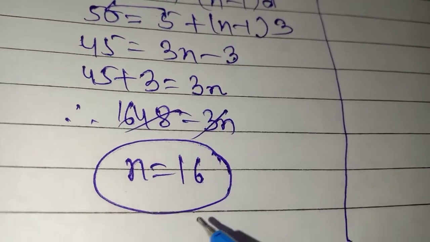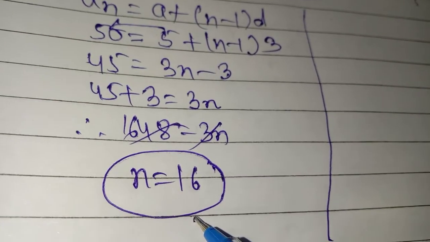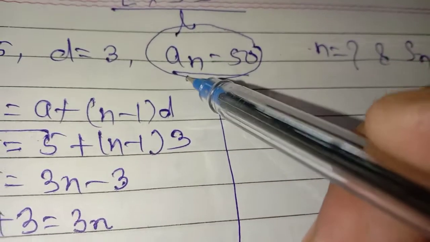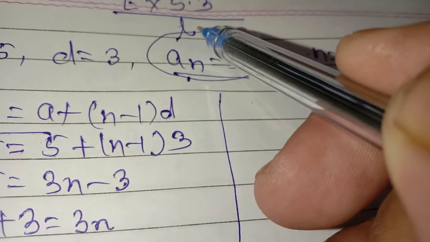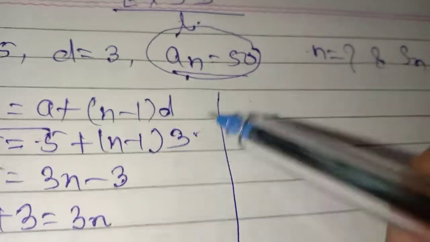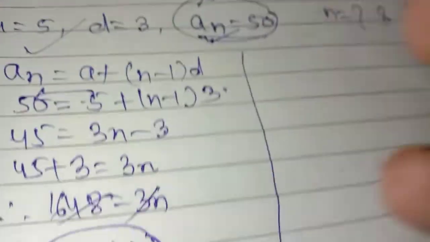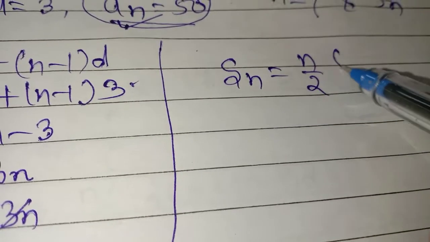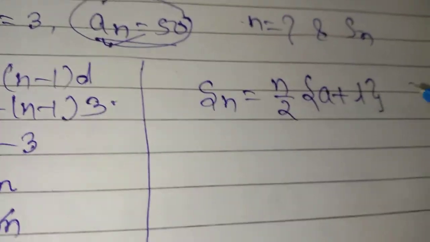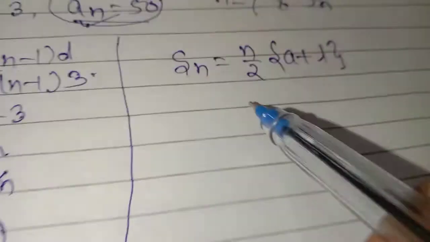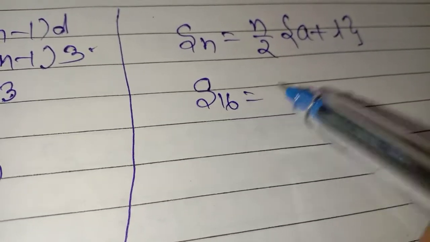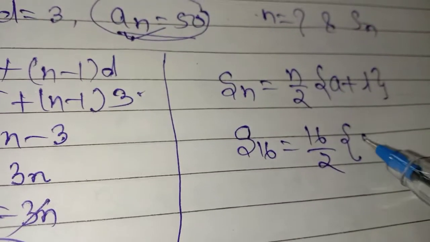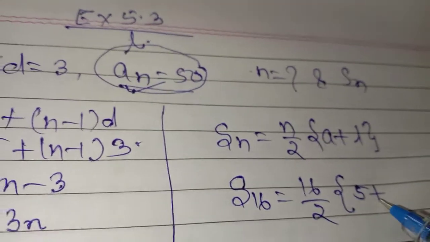Now after finding n, we have to find Sn. If you see, an means the last term. Always remember, an means last term, and this is equal to a plus n minus 1 into d. So if the last term, the first term and n are given, we can use the formula Sn is equal to n by 2 into a plus l. Clear? Now what is the number of terms here? 16. So S16 is equal to 16 by 2, a is given as 5 and the last term is given as 50.